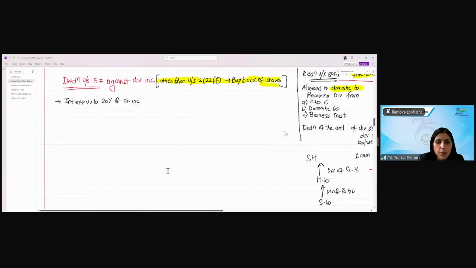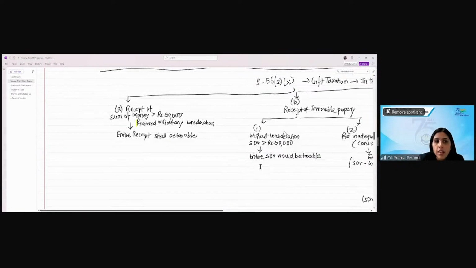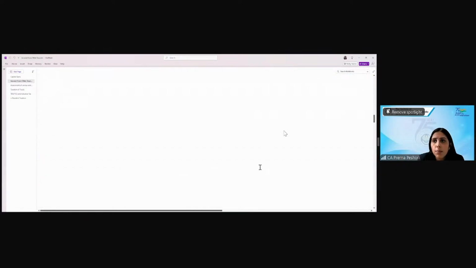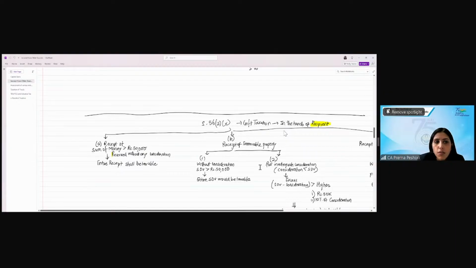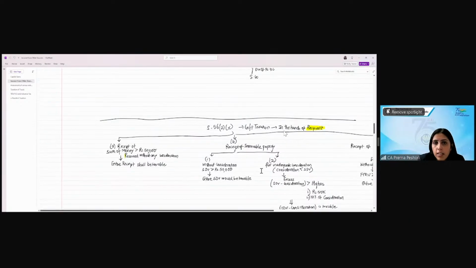So we have done the deemed dividend. Now 56(2)(x). This is talking about the three provisions. Remember one, receipt of sum of money greater than 50,000 received without any consideration. So the entire receipt shall be taxable.